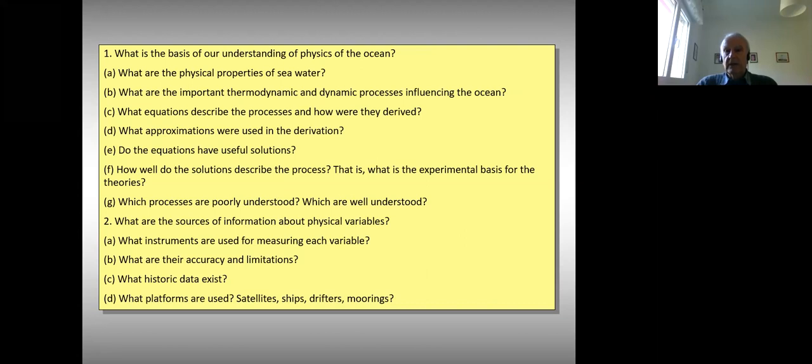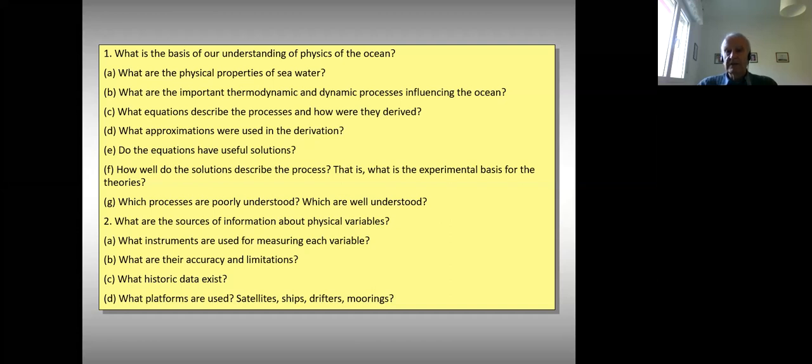Then what equations describe these processes and how were they derived. That really comes later, after this question B. What approximations were used in these derivations, because we will see later that the equations don't contain everything, so they don't contain all the information. So we have to use different approximations in order to obtain simple solutions.